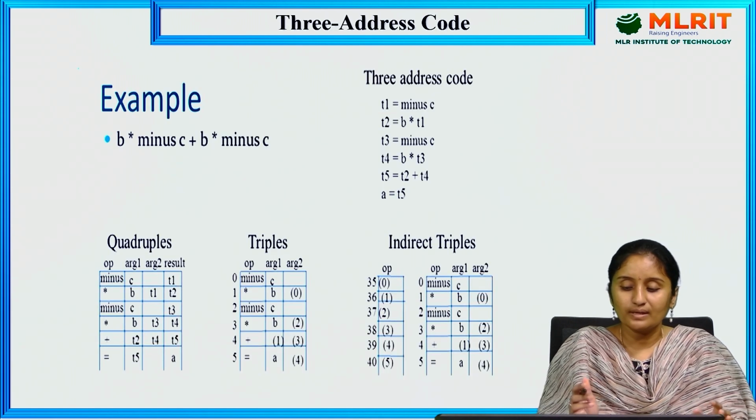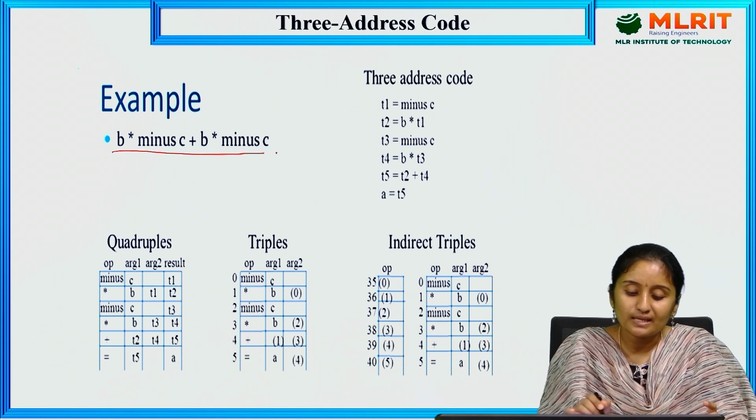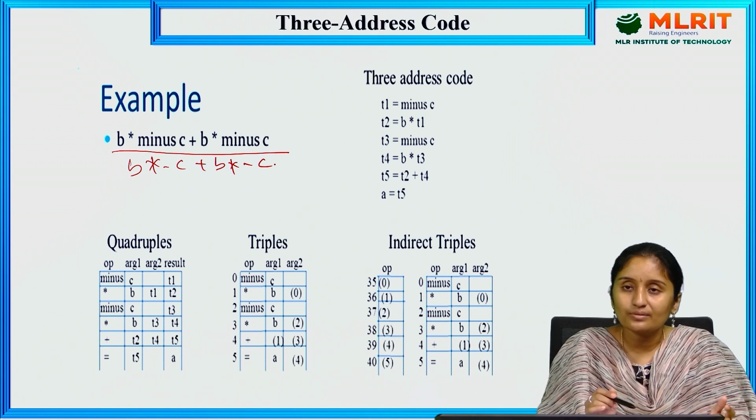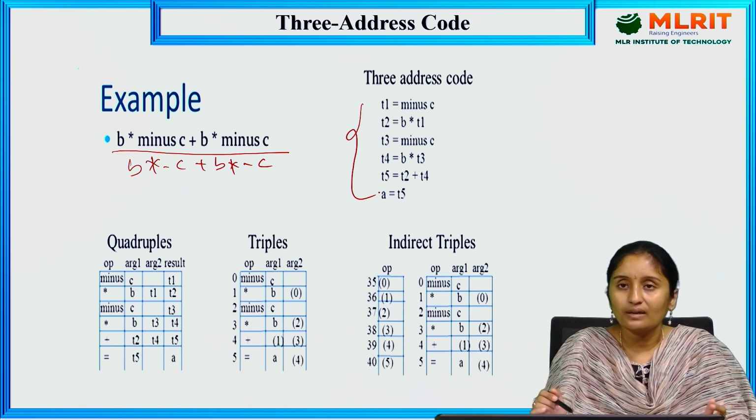The whole thing we are discussing here with 3 address code. We are going to generate 3 address code for this expression. What I am having is b into minus c plus b into minus c. It is not in 3 address code, so we are going to convert it into 3 address code. We are going to simplify the given expression by using 3 address code. So this is nothing but the 3 address code generation.